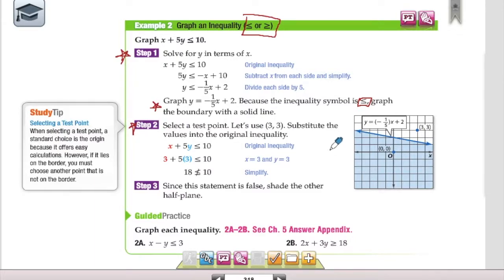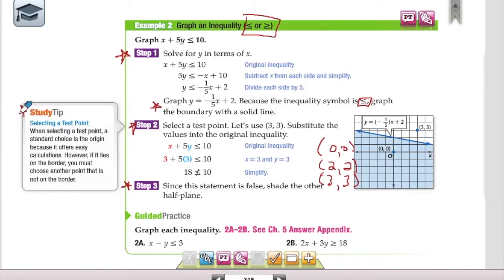I mentioned that I like to use the point 0, 0. Really, I like to use any point that has the same x and y value, so 2, 2 or 3, 3, just so that I don't get confused when I substitute those points back in. But if that statement is true, then that's the direction you're going to shade. If it's false, you shade in the other direction.